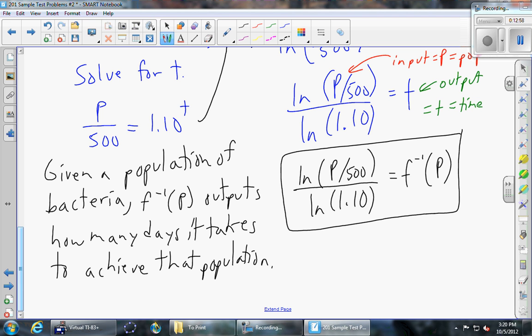Your explanation of what f inverse measures doesn't have to be word for word with that, but it does need to get the idea that you're inputting a certain population, and this function will tell you how long it takes to get there.